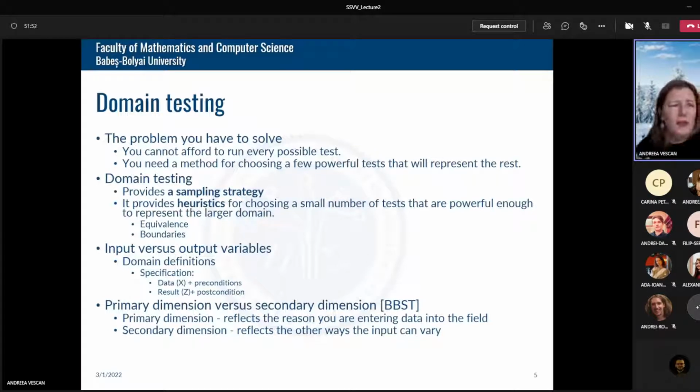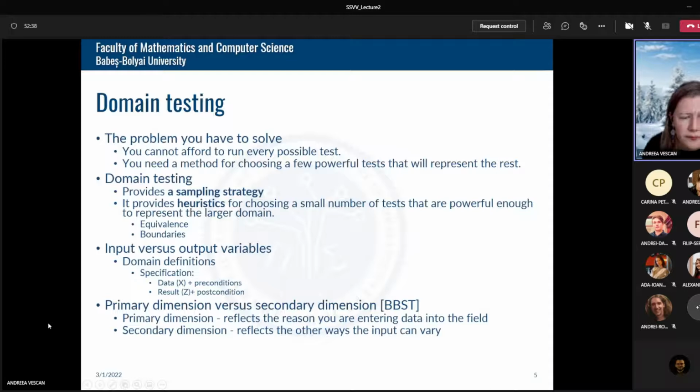So first of all, about this domain testing, as we talked earlier, we saw that it's not possible to have exhaustive testing, testing all the possible inputs, right? So we need some strategy in order to select the best test cases or the best inputs of that domain, in order to be able to find bugs, to have the highest probability of finding bugs. And in order to do this, domain testing helps us with a sampling strategy to select the test cases. Equivalence partitioning and boundary value analysis are some of the techniques.